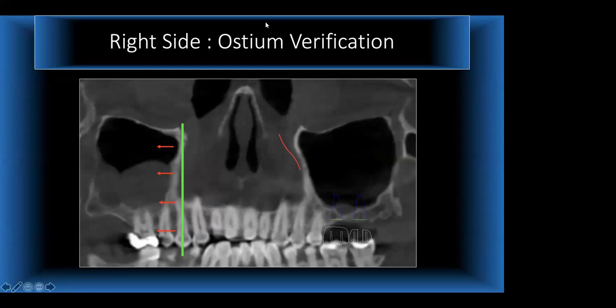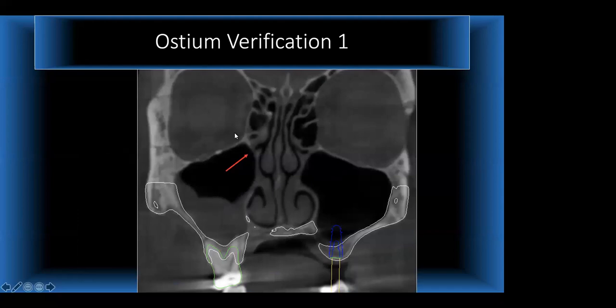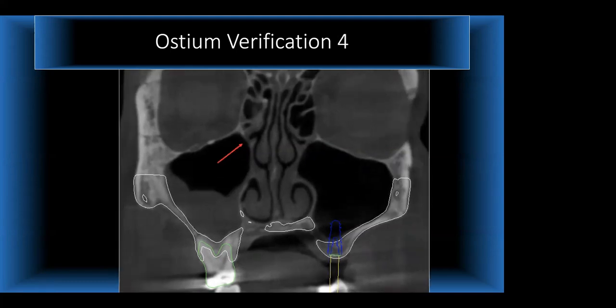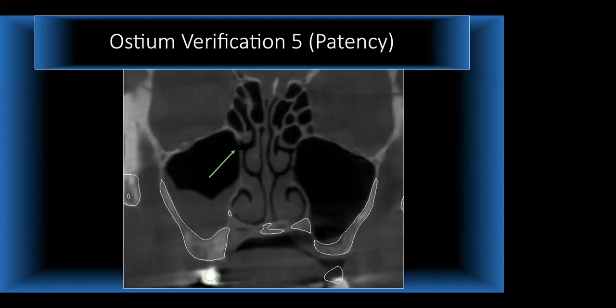When we go to the right side, you will see that again, starting in the cuspid bicuspid area, we're going to move distally. So here is image 1, image 2, image 3, image 4, image 5, and you can see the patency of that ostium. Everyone's thinking, okay, I'm going to send this patient to an ENT. What are they going to say? They're going to say, go ahead and do whatever you want because the ostium is patent.